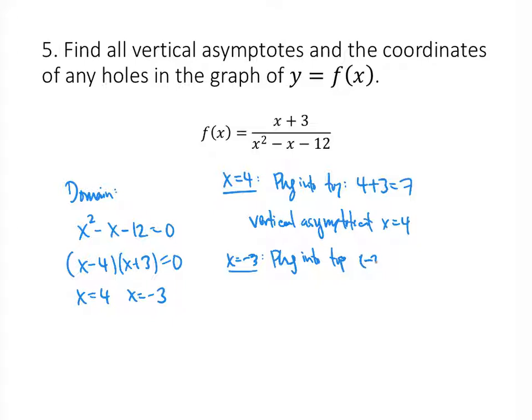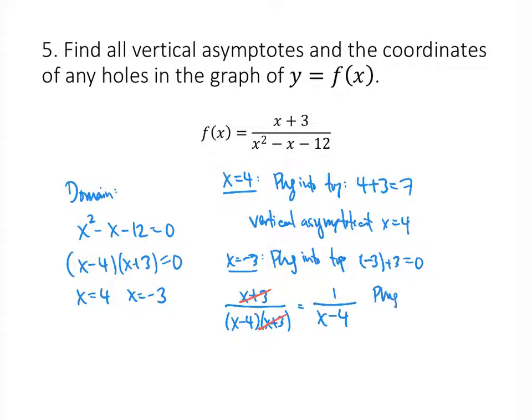But for x equals negative 3, when we plug that into the top, we get negative 3 plus 3, which is 0. So that means we potentially have a hole. The way we find out whether or not we do have a hole is by taking that fraction, the original function, and trying to see if we can cancel out any common factors on the top and the bottom. We already factored the bottom when we found the domain, and we see that we do have a common factor of x plus 3 on the top and the bottom. That gives us 1 divided by x minus 4.